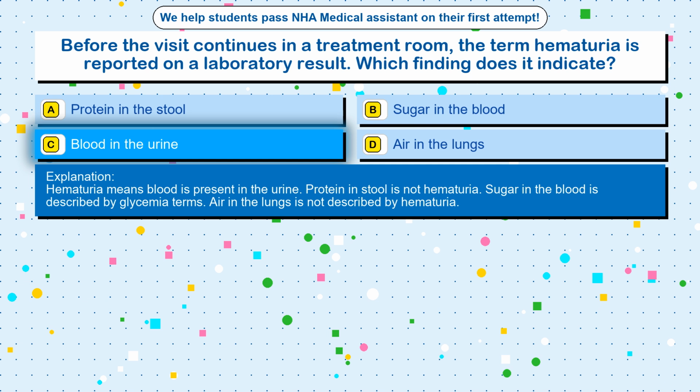Protein in stool is not hematuria. Sugar in the blood is described by glycemia terms. Air in the lungs is not described by hematuria.